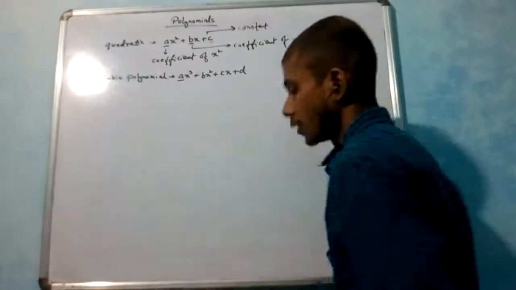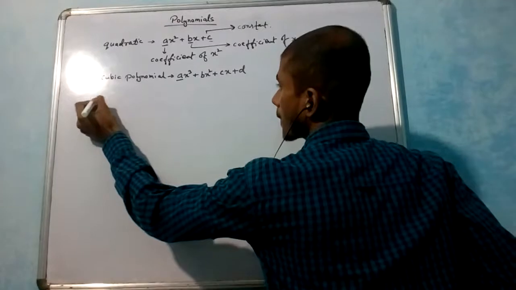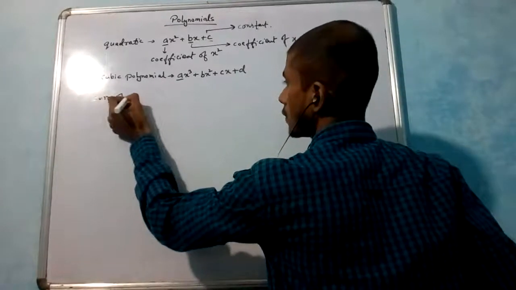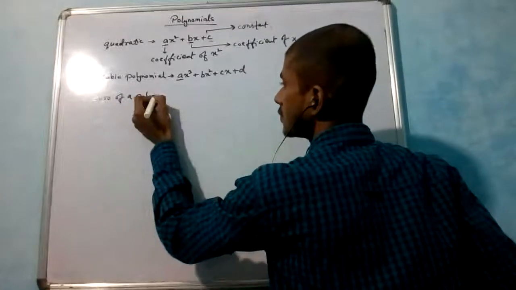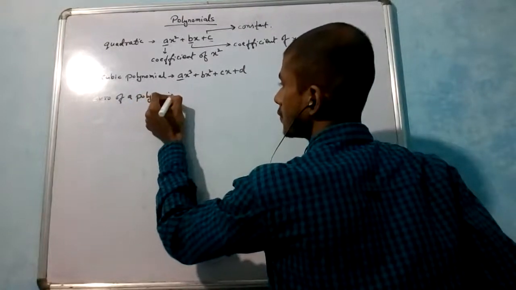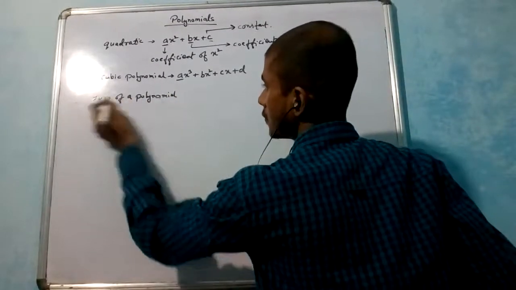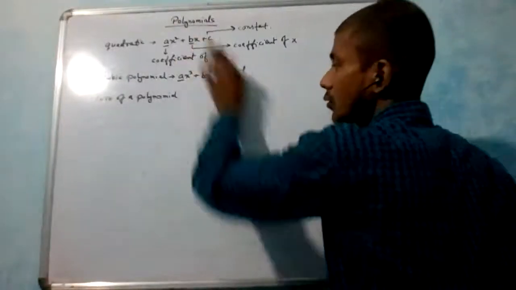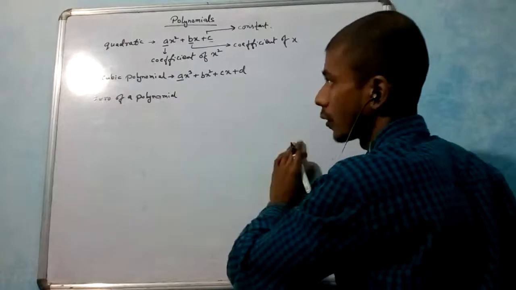Now, next is what? The zero. What do we mean by zero of the polynomial? Zero of the polynomial. We'll make the complete value 0. Then we will call it a zero of that particular polynomial.